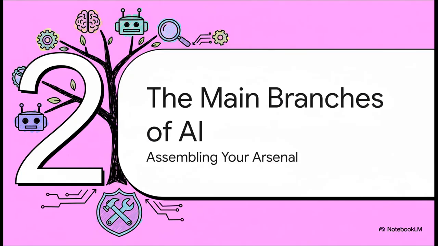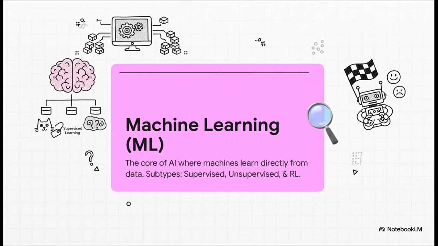Now, AI isn't just one giant thing. To build anything cool, you need to know the different tools in the toolbox. Think of these as the main weapons in your arsenal. Okay, first up is machine learning, or ML. This is really the engine of almost all modern AI. It's where machines learn straight from data.